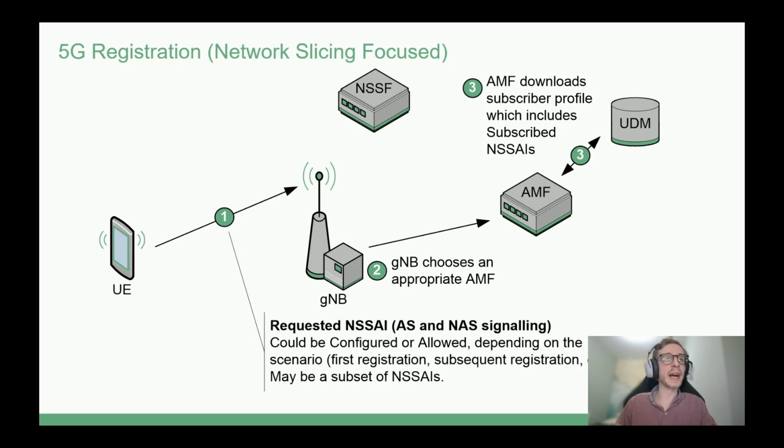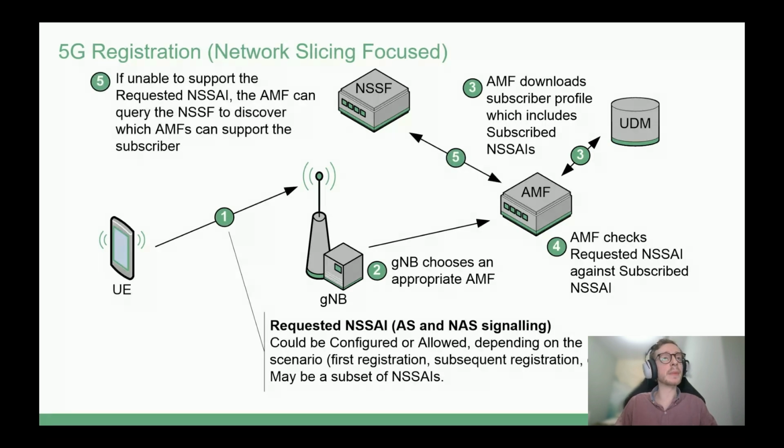So the AMF is going to compare the list it's received from the user equipment and the list it's received from the UDM and check to see if that device can actually access the network slices it's requesting. Now, there's an optional stage here, and we discussed this briefly previously. But if the AMF isn't able to support all of the requested NSSAI, the AMF can query the network slice selection function in order to find an AMF which can support that specific subscriber. So the registration process will continue on with a different AMF that can support all of the network slices that the user equipment wants to connect to.